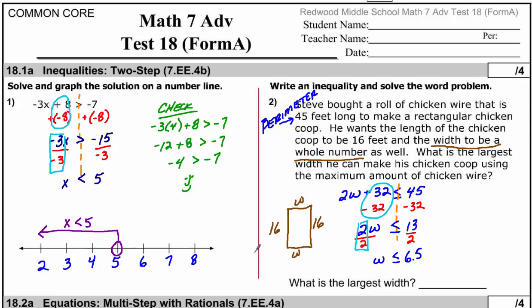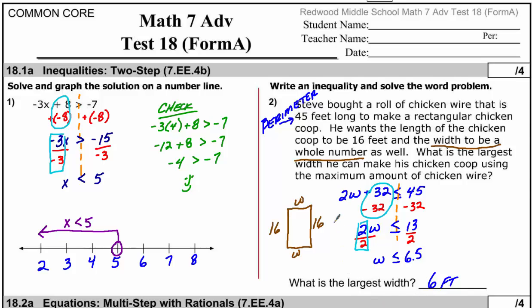So now, we look at that 6.5 and we say, okay, so the question says, what's the largest width? Well, we know Steve had a rule here. He wants the width to be a whole number. So when we bring that down, the biggest width is 6 feet.